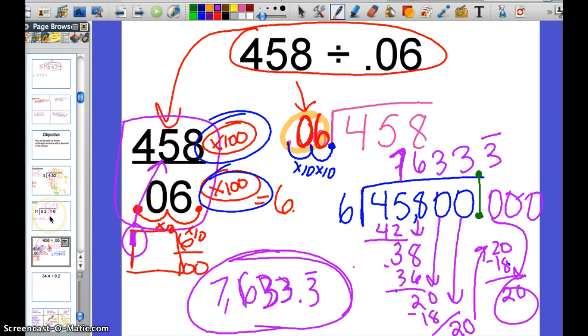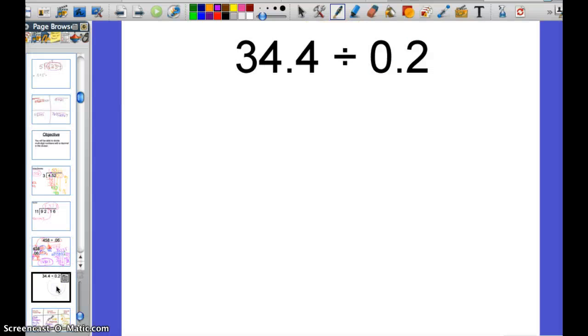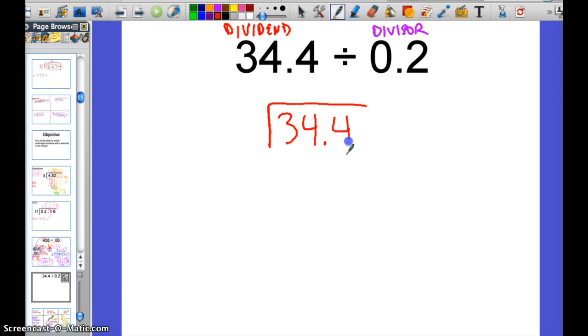Okay, let's do one more together. This one has a decimal in both the divisor and the dividend, but really there's no difference. Okay, so if you set it up 34 and 4/10 and then just a 2/10 on the outside, the same thing applies. We have to treat the numerator and the denominator the same.